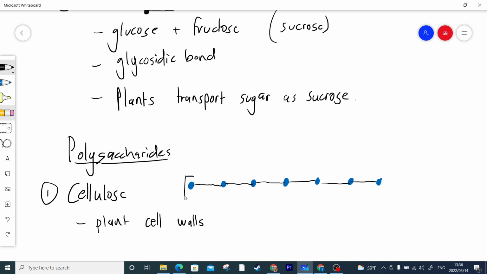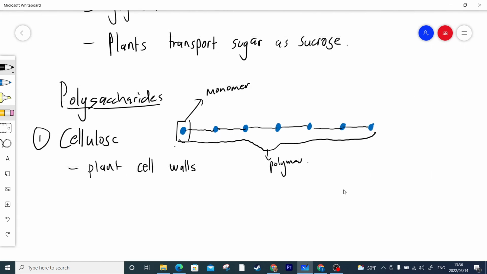Some terms sometimes get used: this is a monomer, and the whole thing is called a polymer. Okay, and you can use these words across the board when you're talking about various different domains. What I mean by that, you can use it in other subjects. You can use the word monomer and polymer. It doesn't necessarily mean you're talking about polysaccharides, but it can be used for that as well.